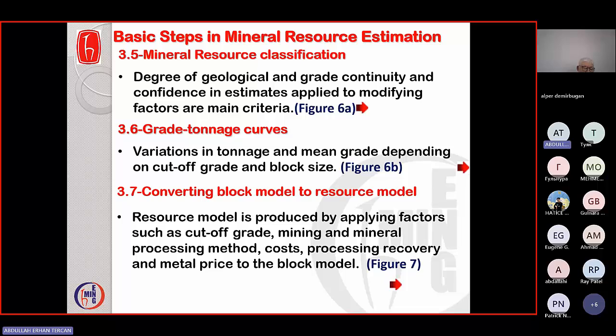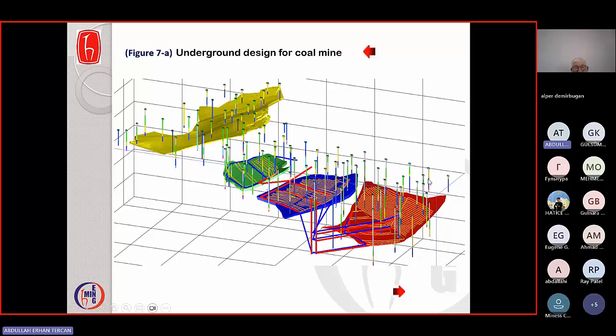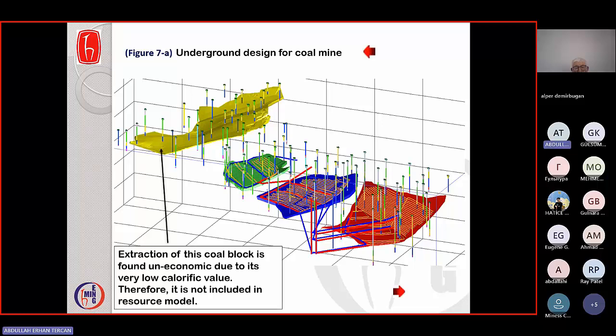Mineral resource has reasonable prospects for eventual economic extraction. Therefore, resource model is produced by applying modifying factors to the block model. Factors considered during this stage are cutoff grade, mining and minerals processing cost, method, cost, processing recovery, and metal price. This figure shows the resource model for the coal mine. Extraction of this yellow coal block is found uneconomic due to its low calorifical value. Therefore, it is not included in the resource model.